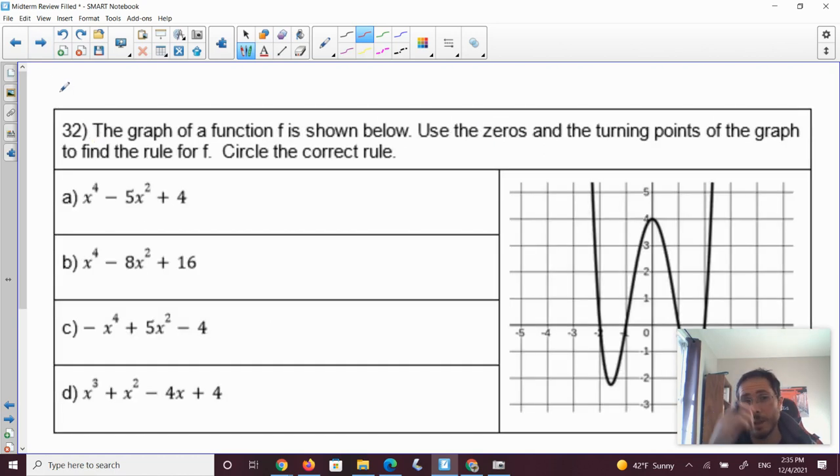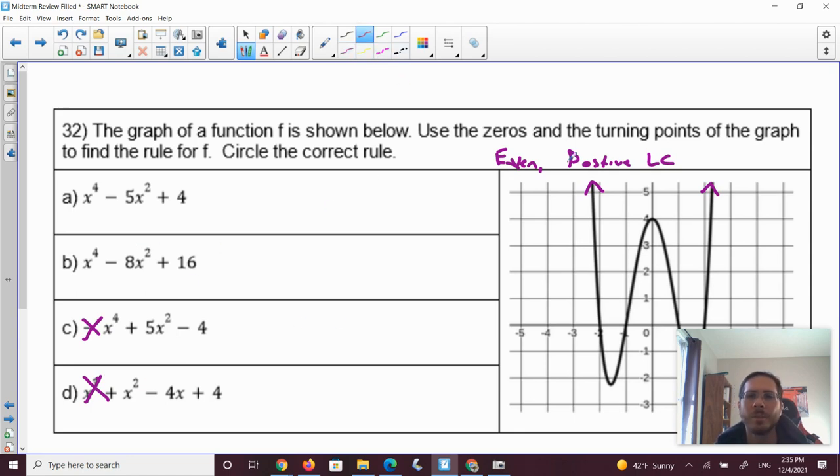32, we're given a graph, and we have a whole bunch of function rules, so we have to find out which of these function rules corresponds to that graph. So it says use the zeros and the turning points to help us out. We can also use the end behavior to help us out. We can tell this is going to be an even degree, and we're going to need this to be a positive leading coefficient. So that's going to get rid of choice C and choice D. So we got only two choices to pick from.